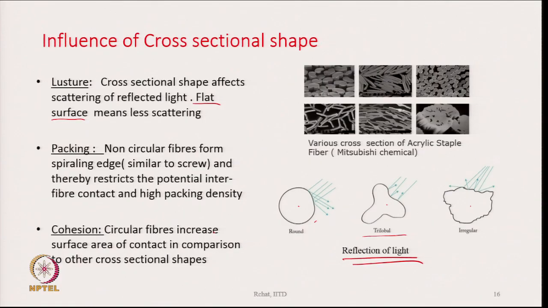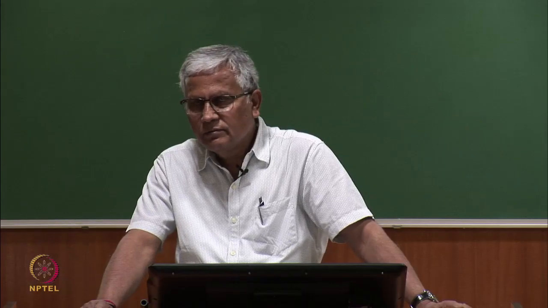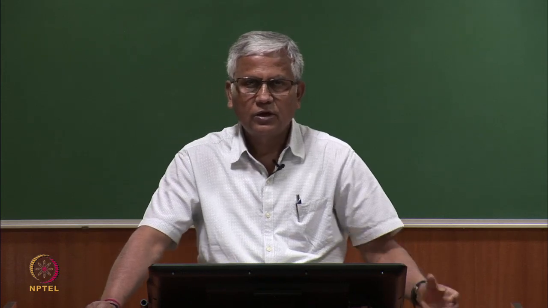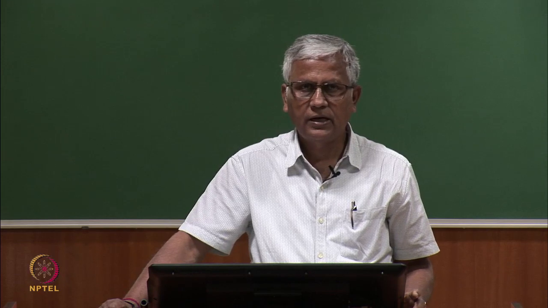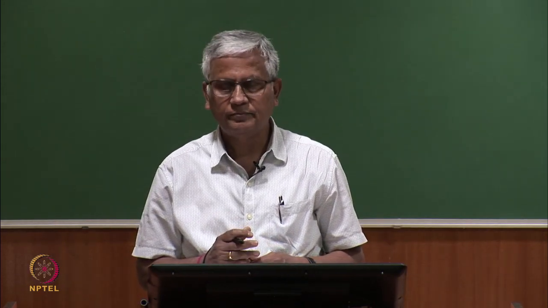The friction: circular fibers increase the surface area of contact in comparison to other cross-sectional shapes, and therefore the friction is also going to be more when the fibers are circular in nature. But if they are non-circular shapes, the friction is going to be less, because the contact area between the neighboring fibers is going to be less.